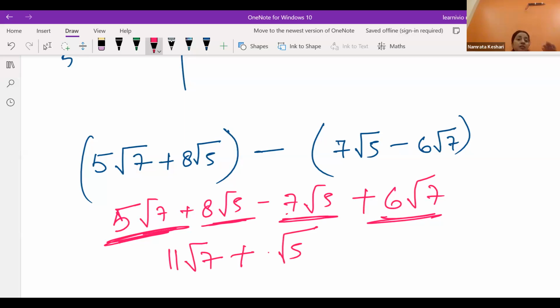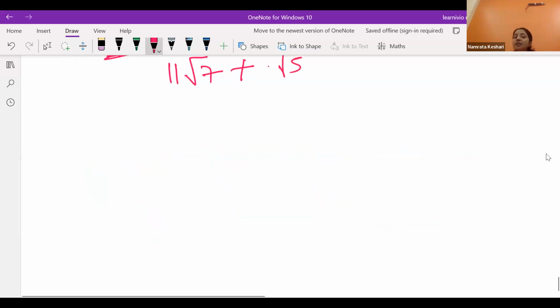So this is how we are learning to do the addition and subtraction, just like the like term, unlike term. This way we are treating the roots. Okay, we are discussing how to do the addition and subtraction, but don't confuse and mix it up with the multiplication and division, because multiplication and division we will still be doing the same way.